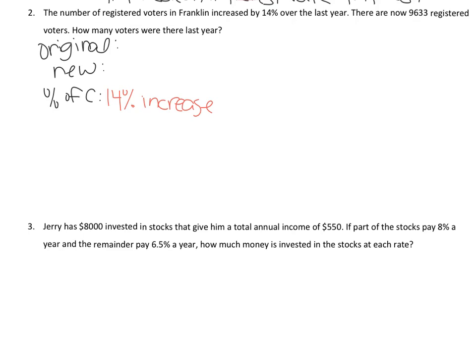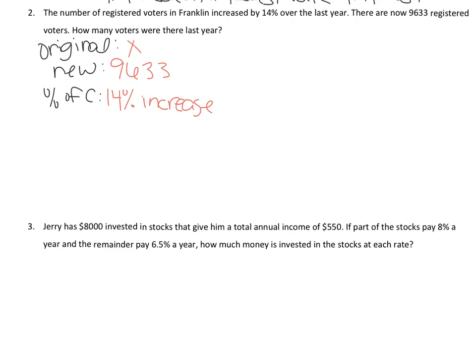Now, if I fill in that one, that means I either have an original or I have a new. So if I look at that 9,633, it says there are now 9,633 registered voters. Is that number my original or my new? It's my new. Very good. Which means I'm looking for the original.